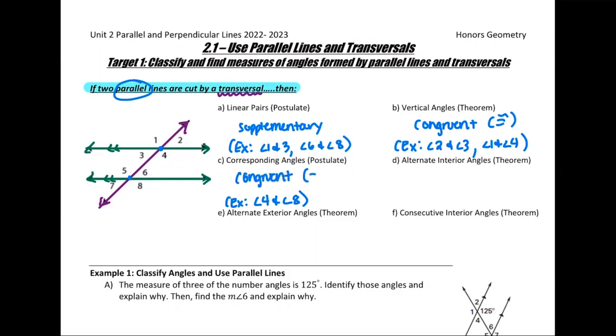And that's actually also the case with a couple other pairs here. Alternate interior angles, an example of these would be angle 4 and angle 5. Those are an alternate interior pair. But when we have parallel lines, these are also congruent.